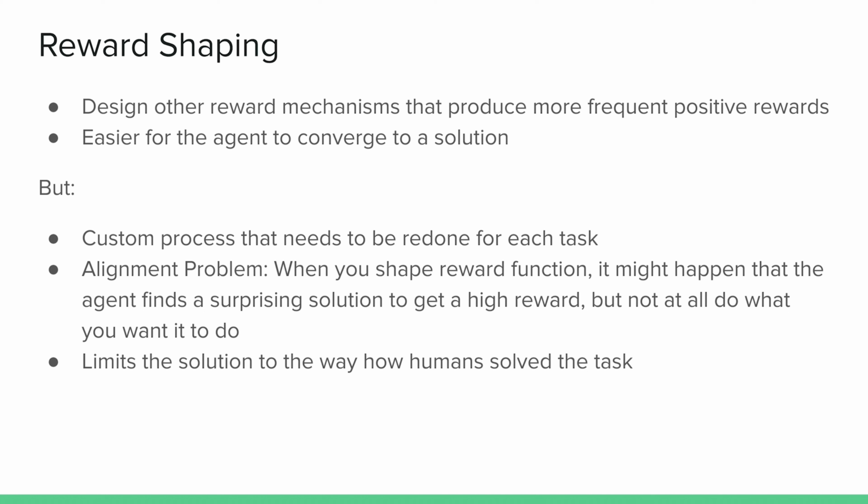The downside of reward shaping, though, is that it's a custom process that needs to be redone for each task, and we have an alignment problem. When you shape the reward function, it might happen that the agent finds an interesting or funny solution which maximizes the reward from the thing that you shaped it to do, but that did not end up doing what you initially had in mind and that you wanted it to do.